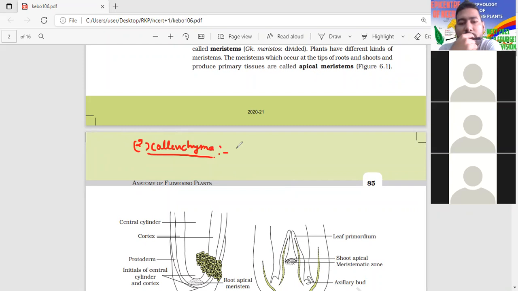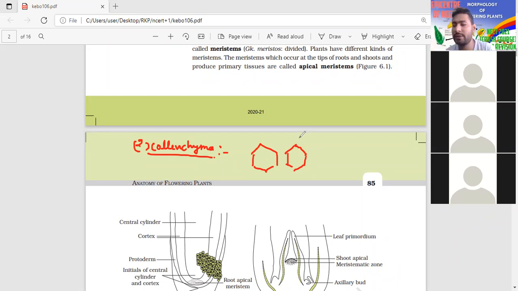The basic function of Collenchyma: if you check the shape, they are basically spherical. One important property of Collenchyma: suppose this is one Collenchyma cell and another Collenchyma cell. In between, what happened? Intercellular spaces are absent. Intercellular spaces are present only in parenchyma. In the case of Collenchyma, intercellular spaces are absent.